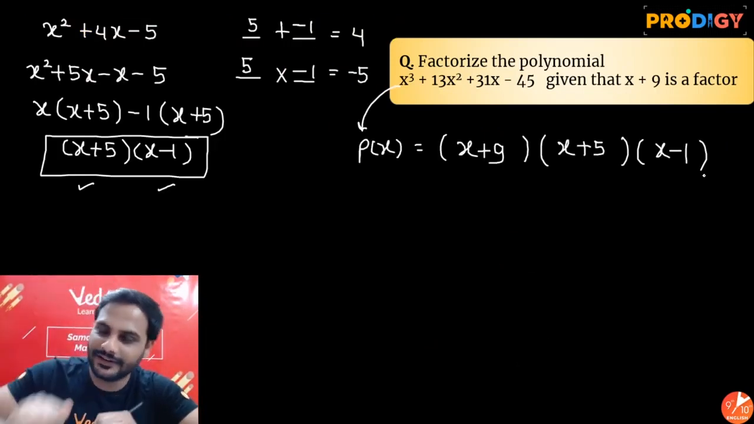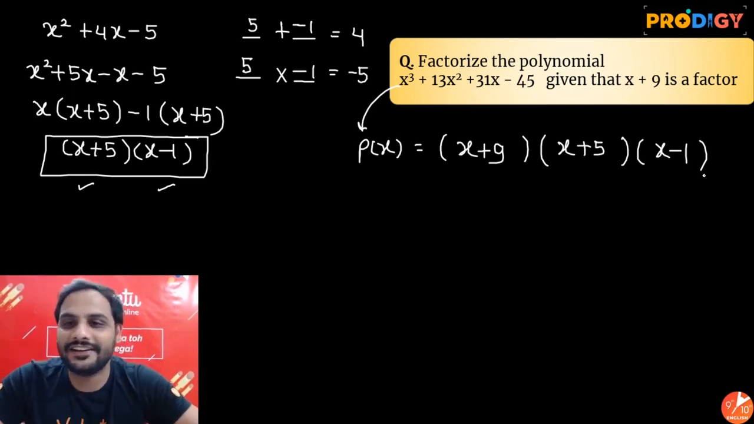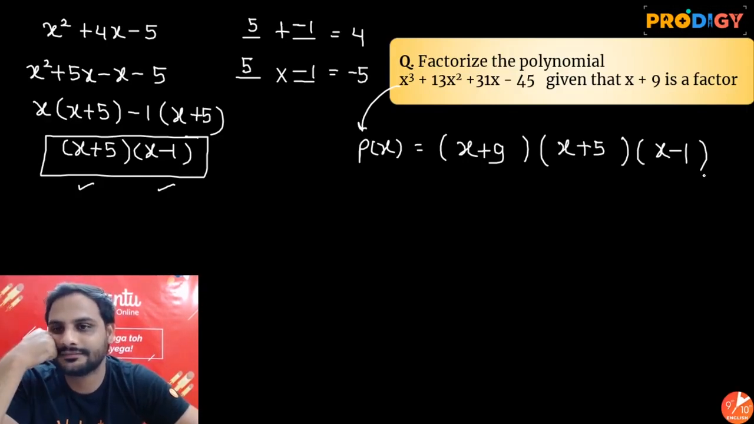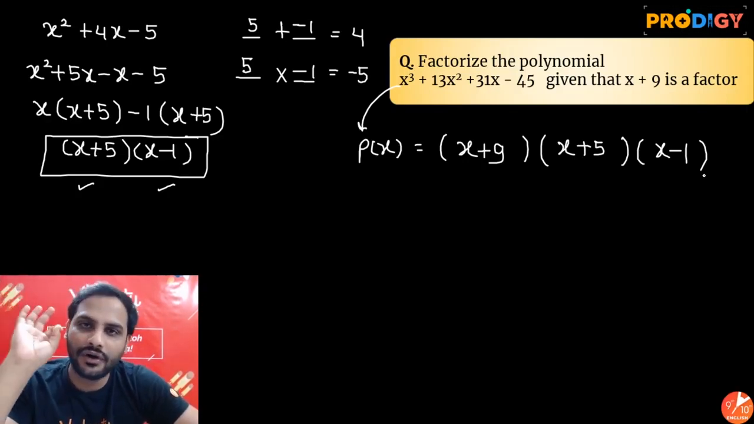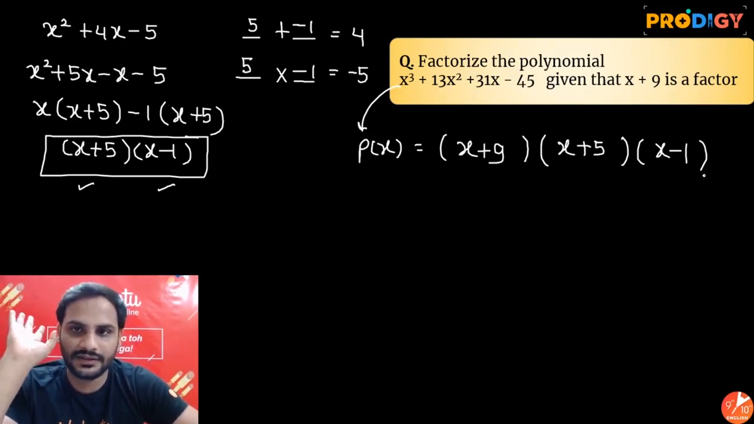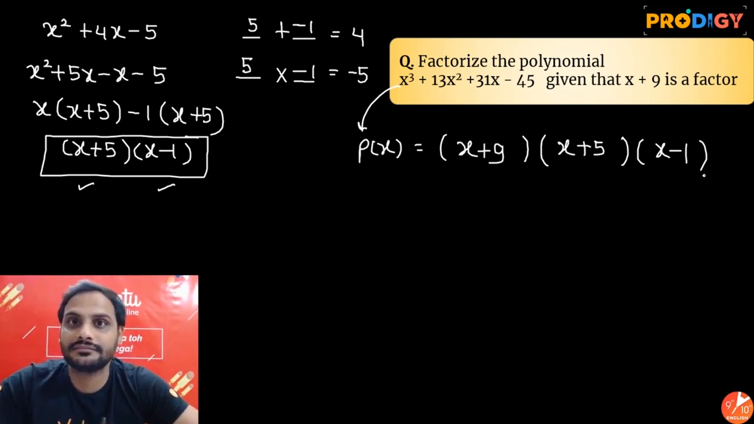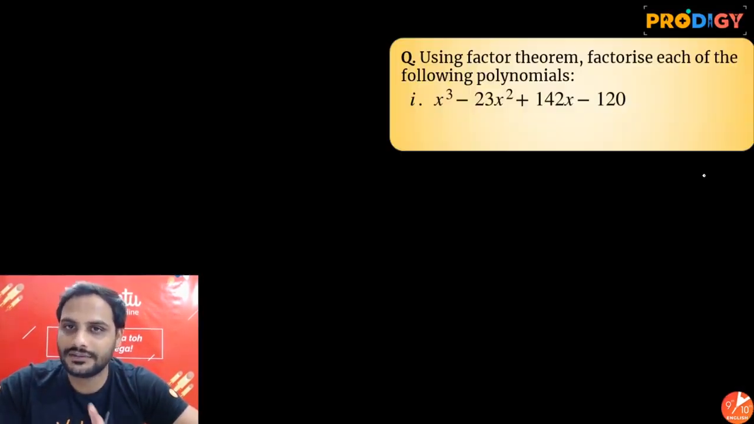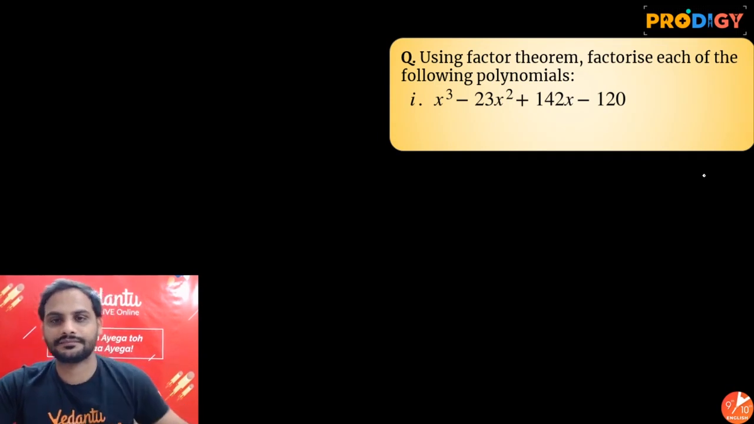Let's increase the difficulty level. How do I increase the difficulty level? Dekho beta, here I already gave you one of the factors, which is x plus 9. What if I don't give you any factor? In that case, how will you start? That is our last part. Here, I have told you to factorize this polynomial. I have not given you any factor.